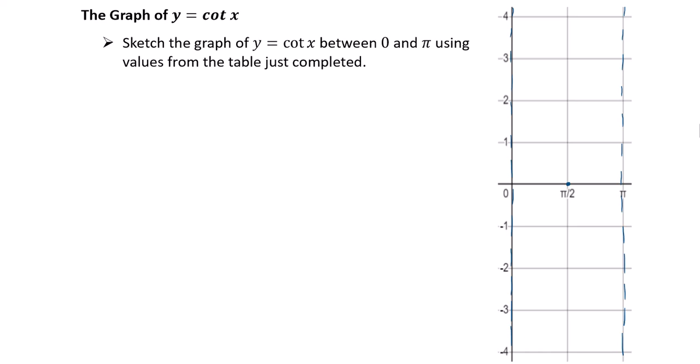At pi over 4, I'm at 1, and I'm continuing up that way as I get closer to the vertical asymptote. And at 3 pi over 4, I'm at negative 1, and I continue to get closer to that vertical asymptote going this way. So there's just a quick sketch of your basic cotangent function.